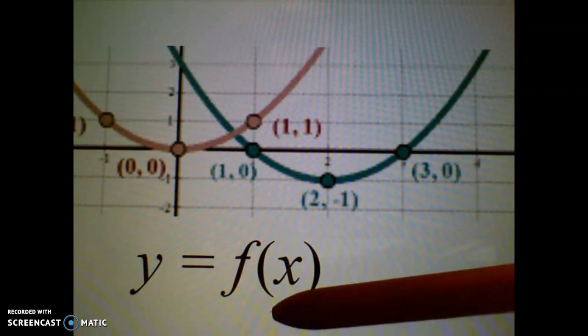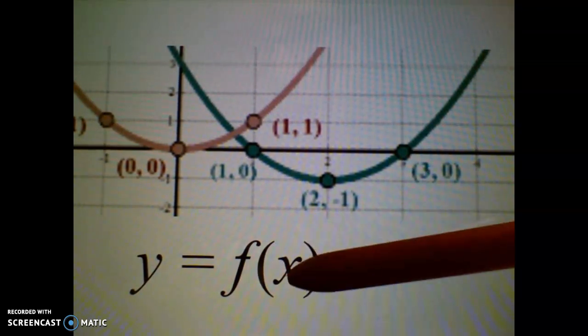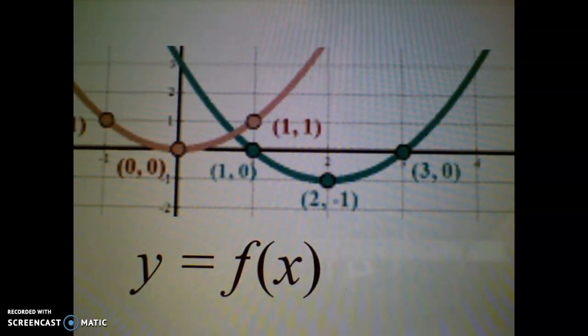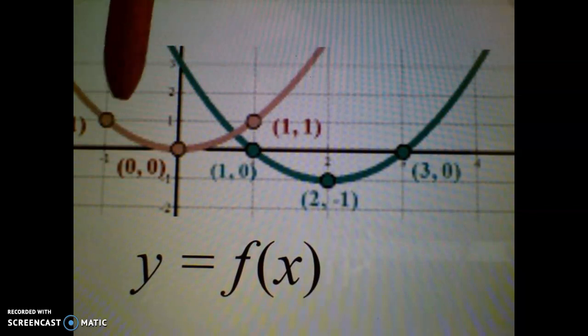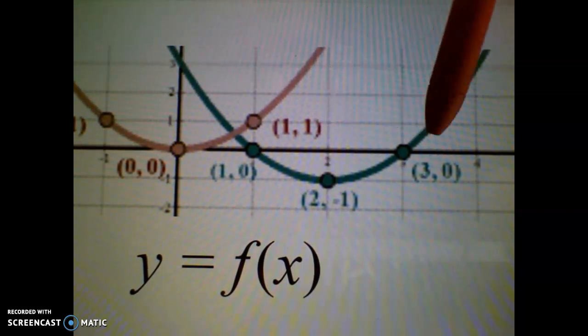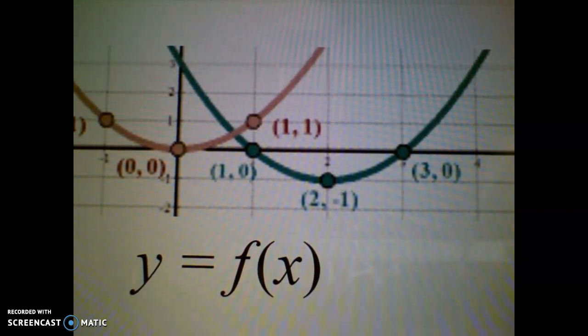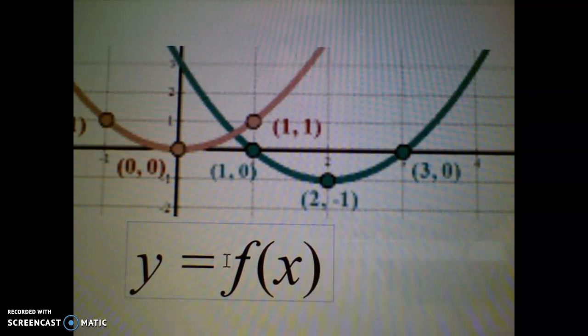So I'm trying to write an equation saying, well, what did I do to my original function to get over here? Well, I'm going to check for stretching and shrinking first. So my original pattern is up 1 over 1 and up 1 over 1. My new pattern is up 1 over 1, up 1 over 1. So no stretching or shrinking. So there's not going to be any number out front here. Also, there's no reflection across the x-axis, so there's no negative sign.